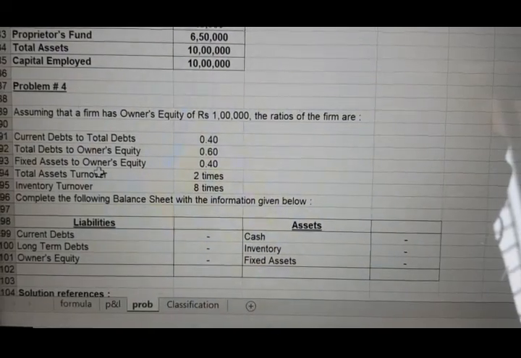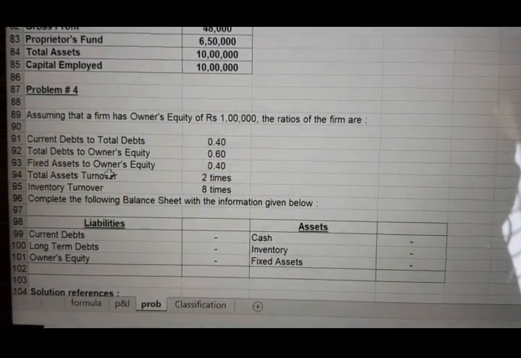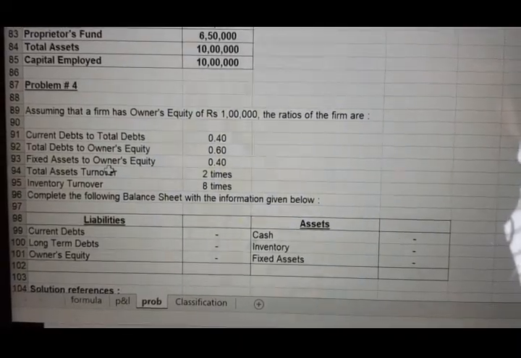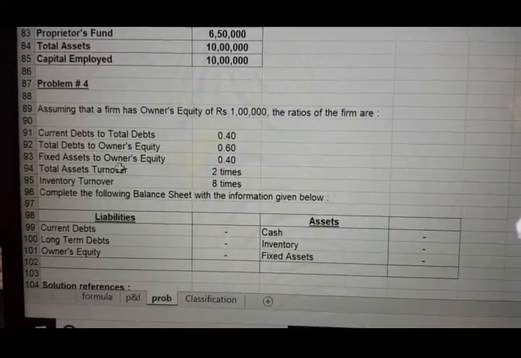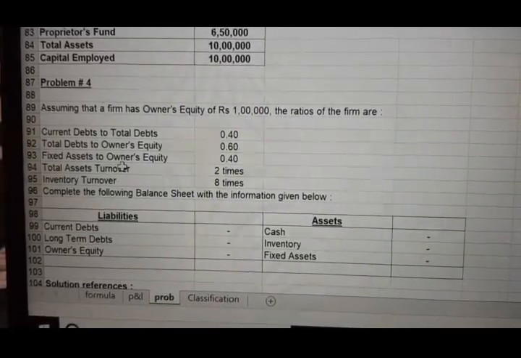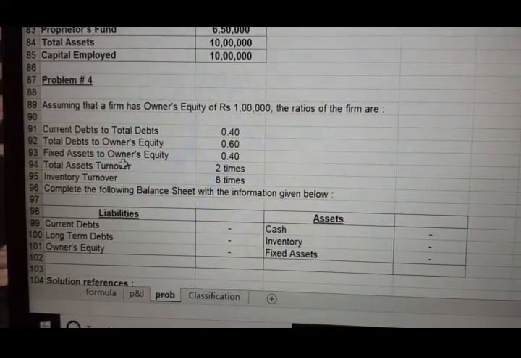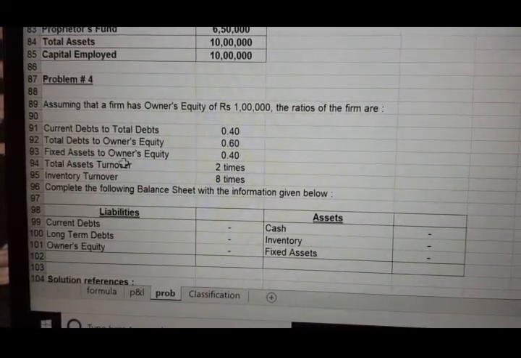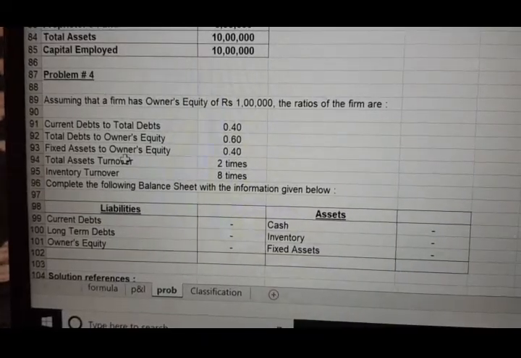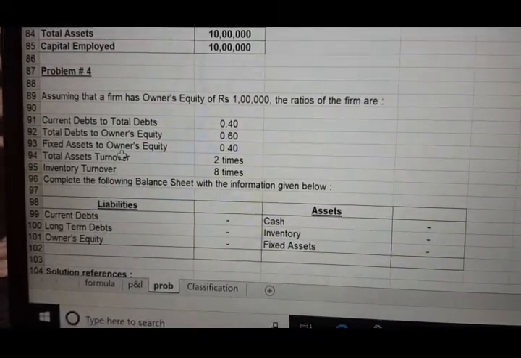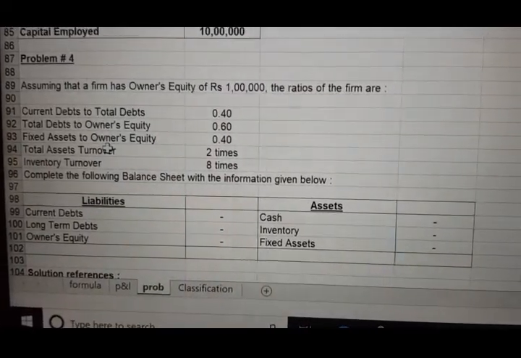See, in case of problem number 1, you have been given with a balance sheet. Out of those data given in the balance sheet, you are asked to compute important ratios. Now here, in case of problem number 4, you have been given some important ratios. You are asked to pull out the data out of these ratios and fill up the balance sheet. A small balance sheet is given over here.